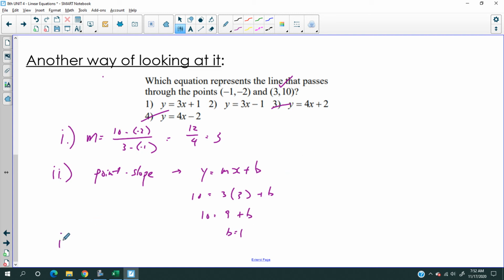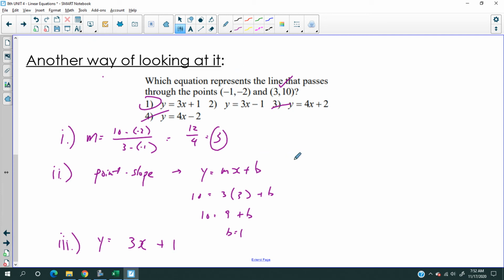So what's the third step? I need the equation. y equals slope times x plus b, which is 1. That's it. Which one is that? There you go. That's how you do it, okay? Not bad, right? So you see how we are progressing here?